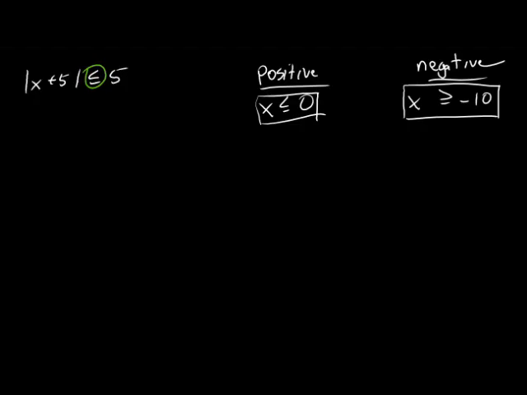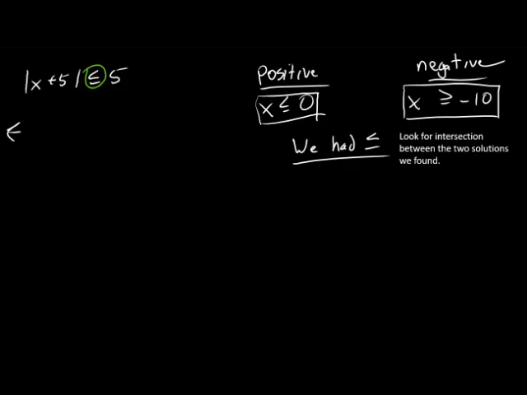Before we go any further, let's pay special attention to the symbol of the inequality that we started with. We initially had less than or equal to for our absolute value inequality. If you have less than or equal to as part of your original inequality, when we draw on the number line, we are looking for intersection between the two solutions. We'll draw the number line now, placing our points on the number line along with the infinities.